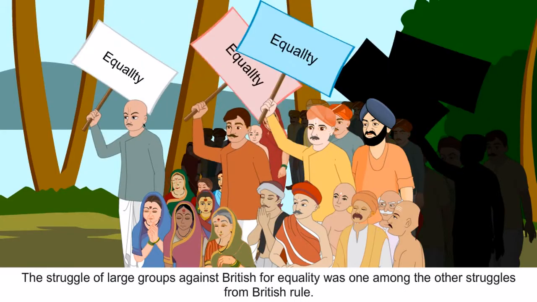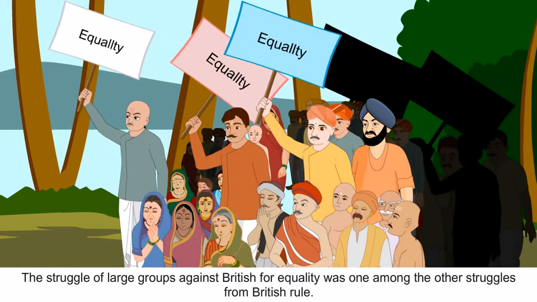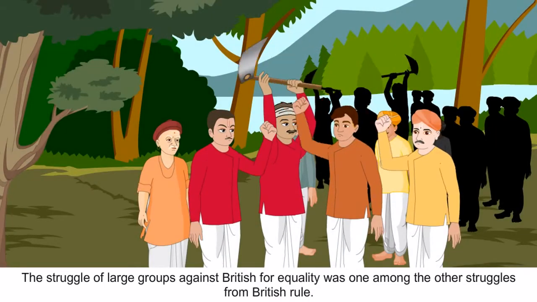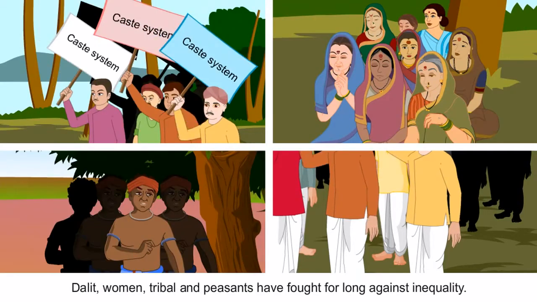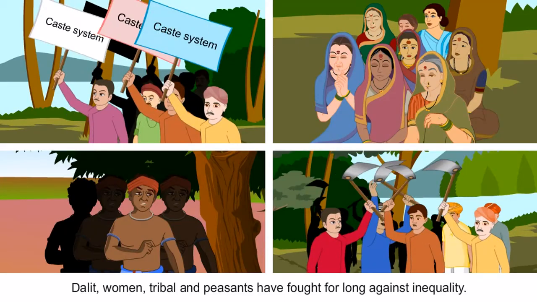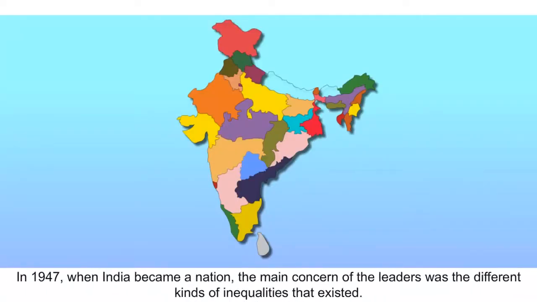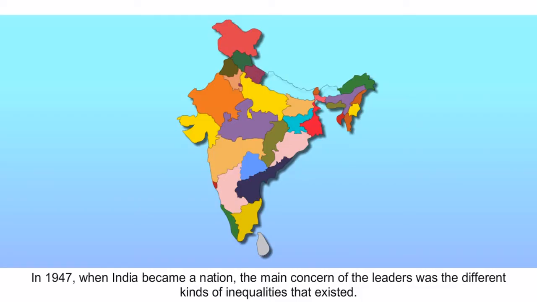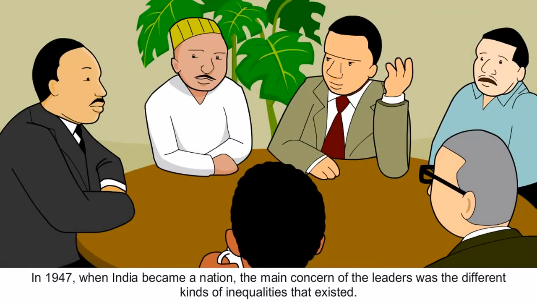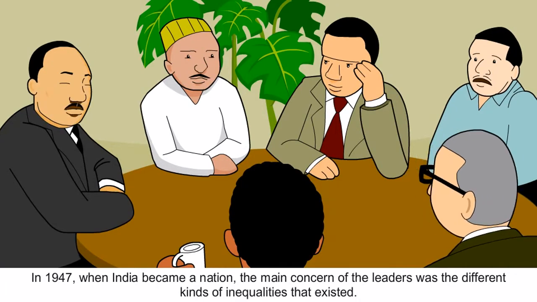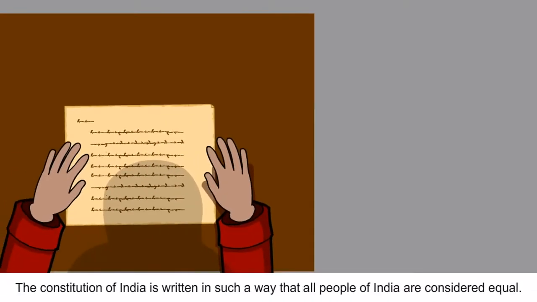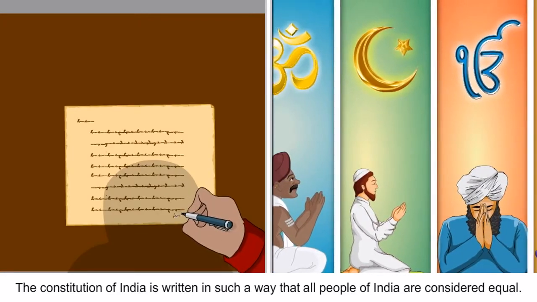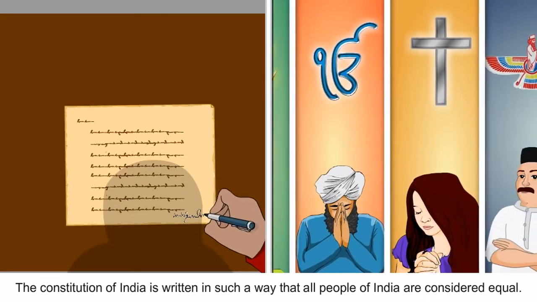Striving for equality. The struggle of large groups against the British for equality was one among the other struggles against British rule. Dalits, women, tribals and peasants have fought for long against inequality. In 1947, when India became a nation, the main concern of the leaders was the different kinds of inequalities that existed. The Constitution of India is written in such a way that all people of India are considered equal.